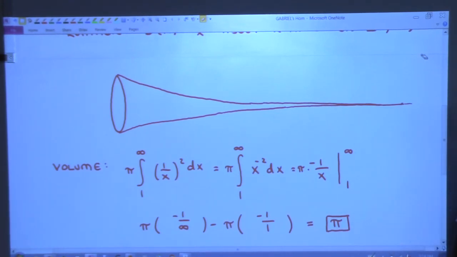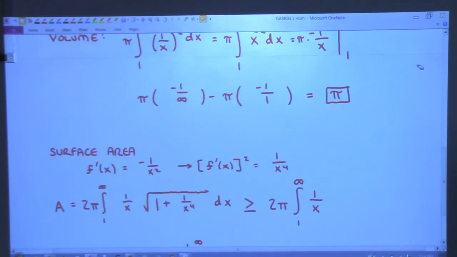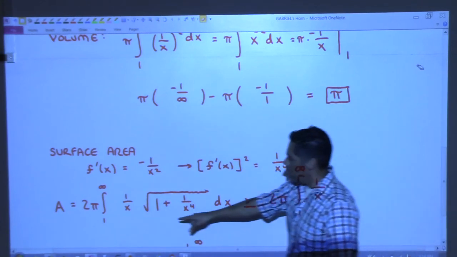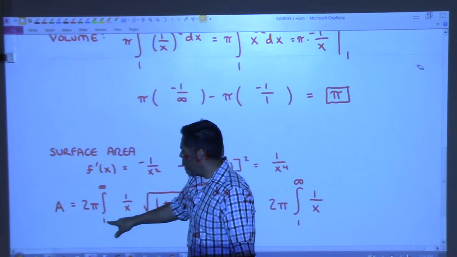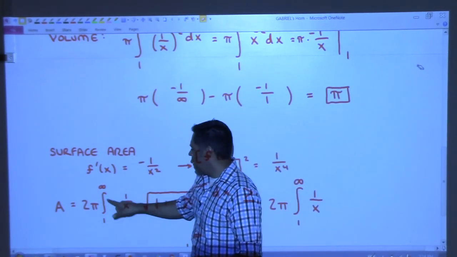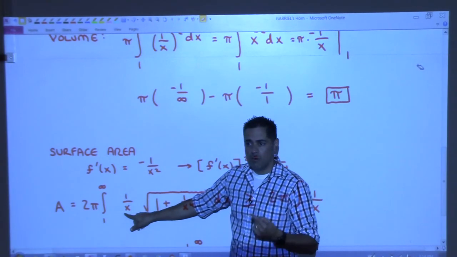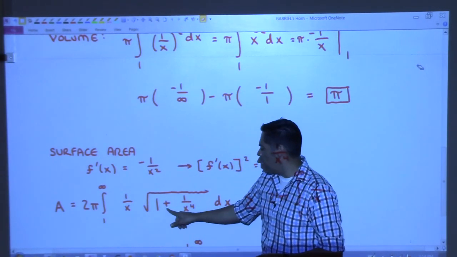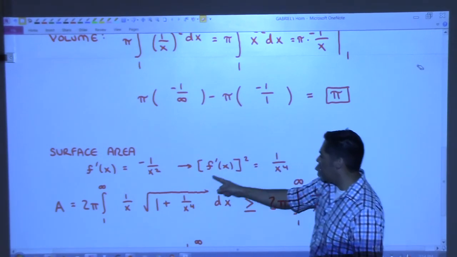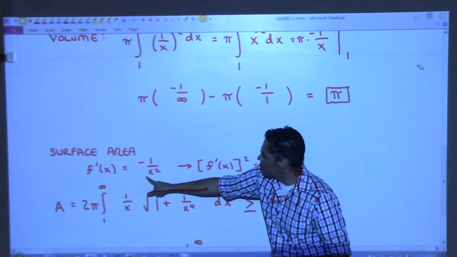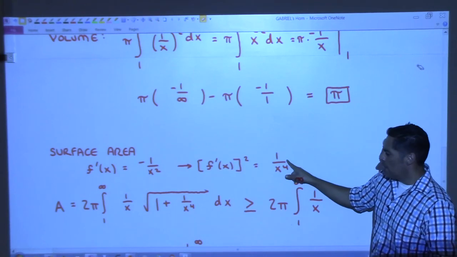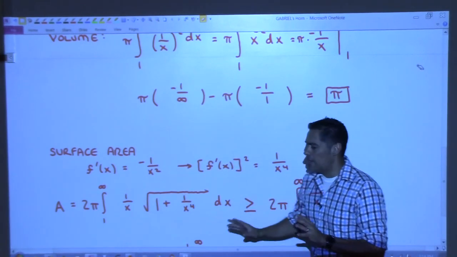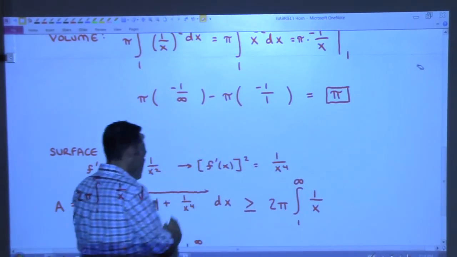Okay, what about surface area? Well, surface area, I would have to do the integral 2 pi, right? Integral from 1 to infinity. Then I would have to have y. Y is 1 over x. And then square root of 1 plus the derivative of x squared. Now I already did the derivative here. So here's the derivative, and then I squared it, and then I put it in here. And when I look at that, this integral right here is actually very difficult to do.